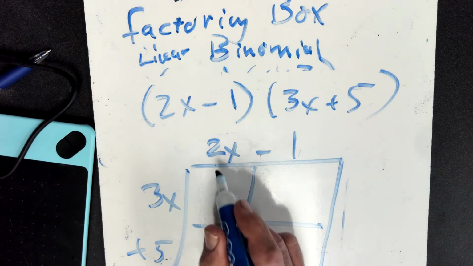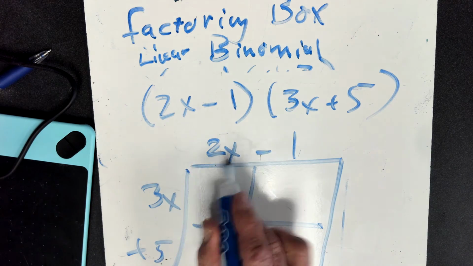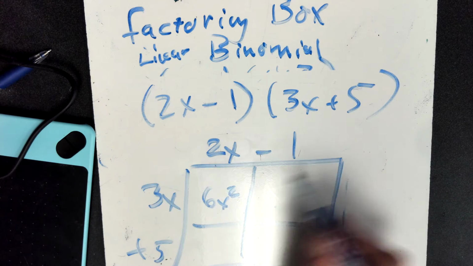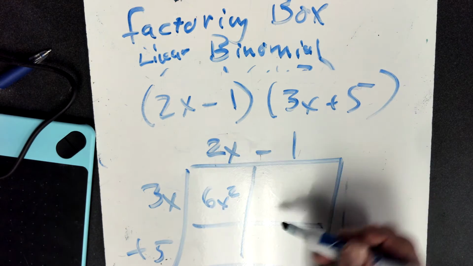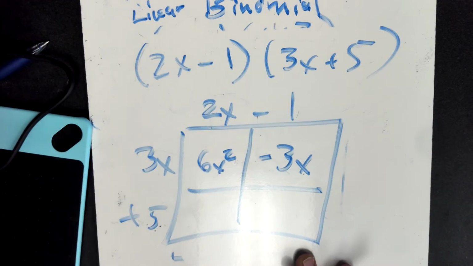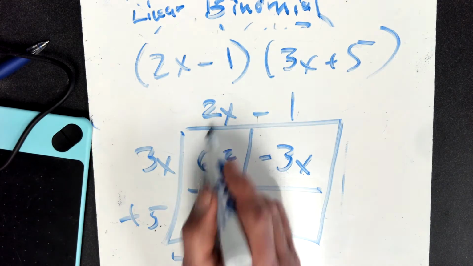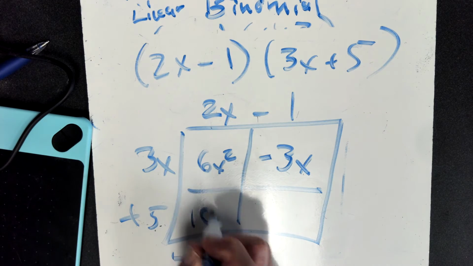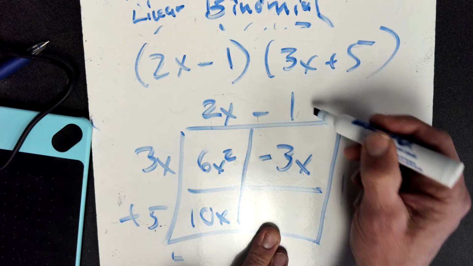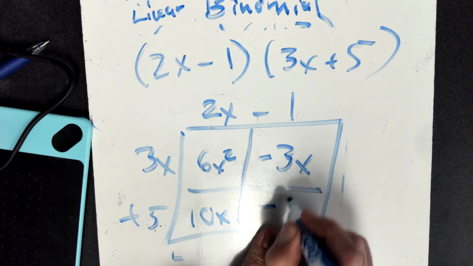This box represents 2x times 3x, which is 6x squared. This box represents 3x times negative 1, so negative 3x. This box represents 2x times 5, which is 10x. And this box represents negative 1 times 5, which is negative 5.